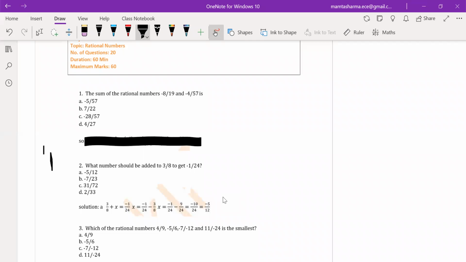The sum of rational numbers: 8 by 19 minus 4 by 57. Do you know how to do the sum? Yes, ma'am. Through the LCM method, you can apply it. The LCM of 19 and 57 is 57 only.